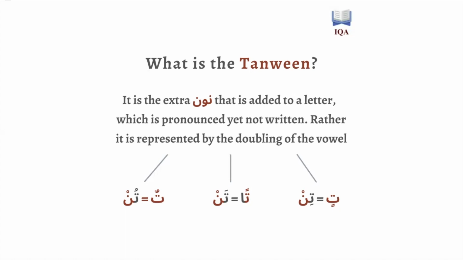Alhamdulillah, in this short video, we're going to be going over what exactly is the tanween. So the tanween is an extra noon that is added to a letter, which is pronounced and not written. Rather, it is represented by the doubling of the vowel. So what does this mean?